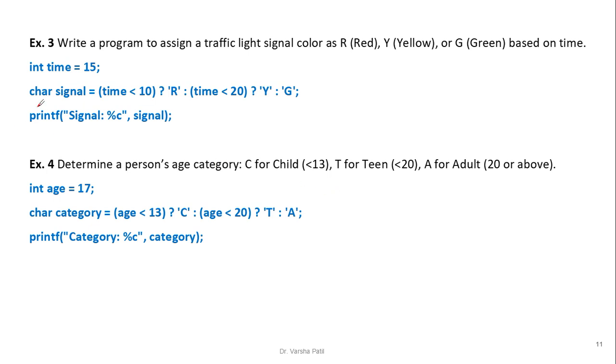Now see the next program. If time is less than 10, R. If this condition fails, it will check 20, then Y, otherwise G. So this program is also very similar. You just observe.